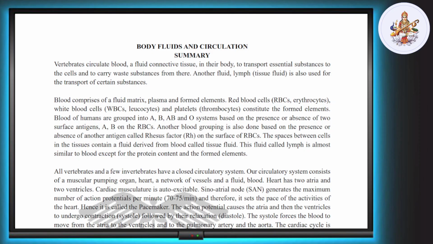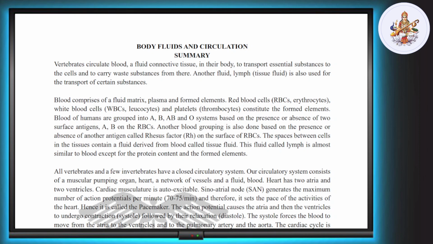Blood groups. Blood in humans is grouped into A, B, AB, and O. This is based on two surface antigens found on RBCs, antigen A and antigen B. There's also another important antigen called rhesus factor or Rh. If this antigen is present, the blood type is Rh positive. If not, it's Rh negative. Remember this for exams. Compatibility of blood types is very important during transfusions. Wrong match can cause severe reactions.